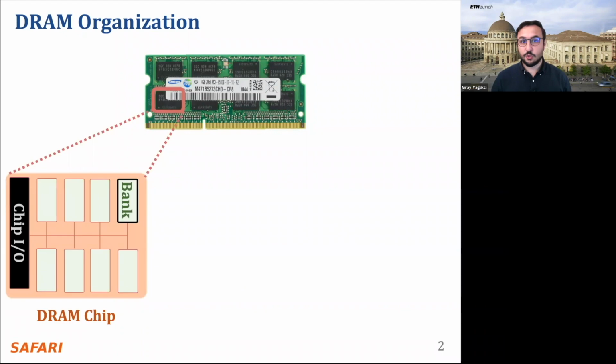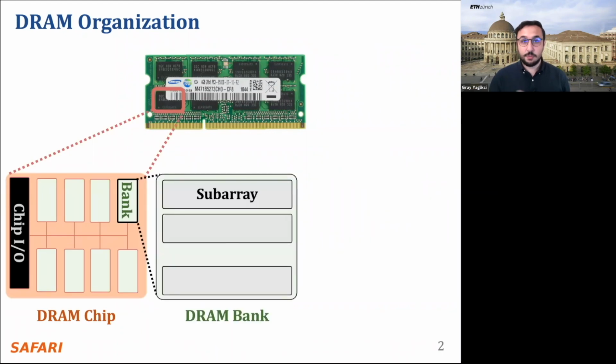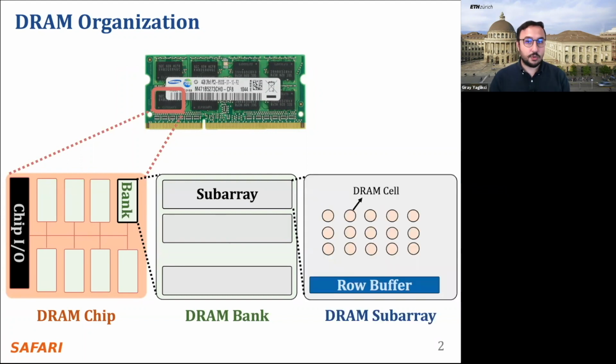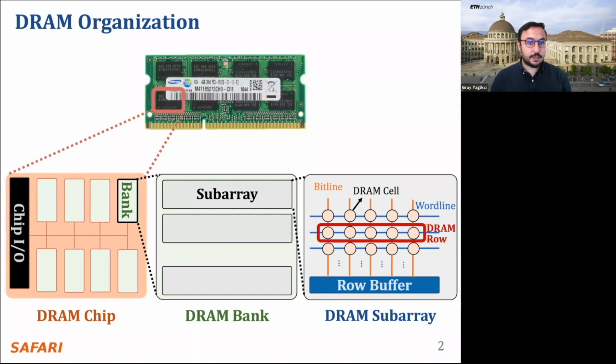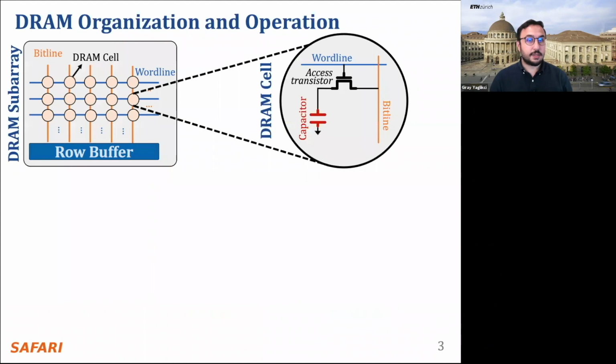A DRAM module consists of multiple chips, each of which contain multiple banks. Each bank is composed of multiple subarrays, and within each subarray, there is a two-dimensional array of DRAM cells. These cells are organized into rows that are selected using word lines, and the cells are connected to a row buffer via bit lines. This is a simplified diagram of a DRAM cell where the data is stored as capacitor voltage and accessed through the access transistor.